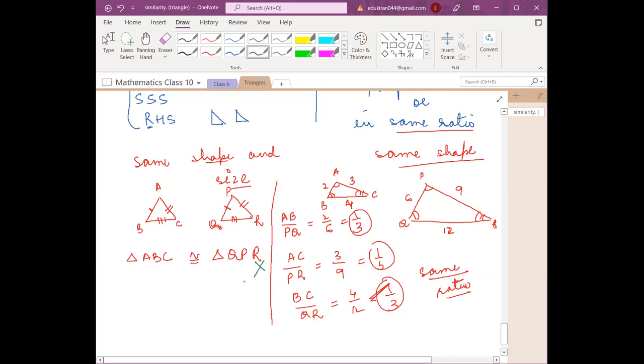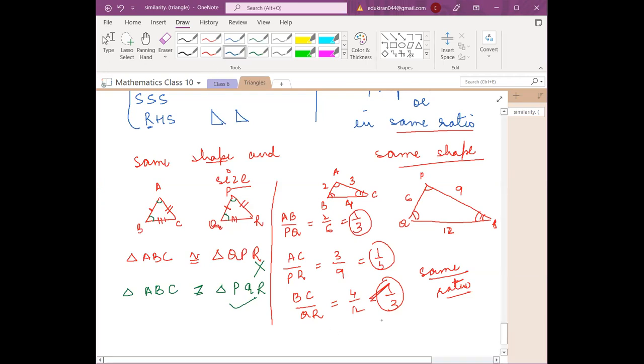Why wrong? Tell me. Because it should be the same. Like ABC, it should be PQR. Exactly, because this angle is equal to this angle, right? So if I'm writing A here, the first has to be P here. Then this angle is equal to this angle. So if I'm writing B second, then it has to be Q second. And then the third one. So this is the correct way of writing. Similarly, in similarity also.